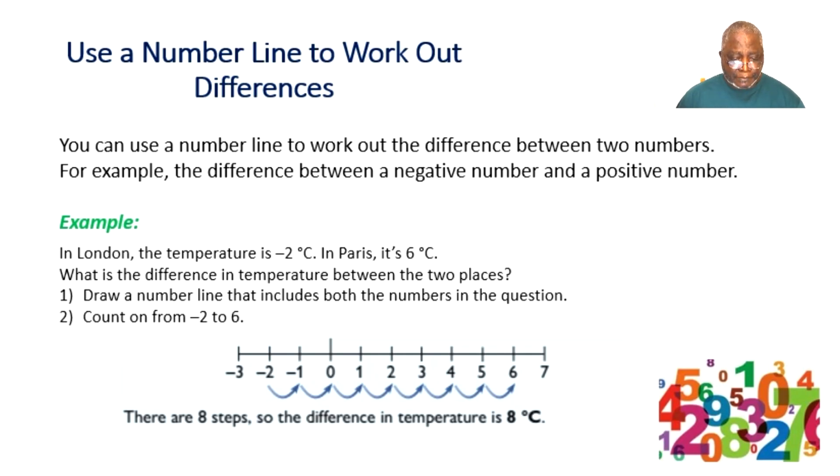Draw a number line and then you count from -2 to 6. Don't forget that negative numbers start from -1, -2, -3 and so on to the left, and then positive you count up to the right. So if you count from -2 degrees Celsius to 6 degrees Celsius, you'll find out that the difference in temperature is 8 degrees Celsius.